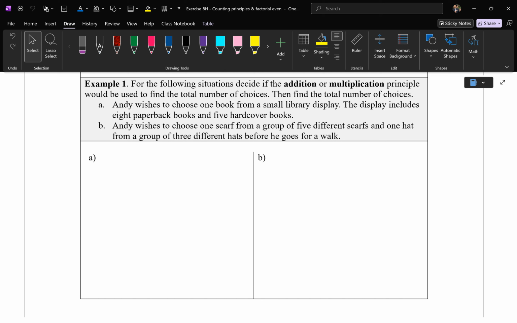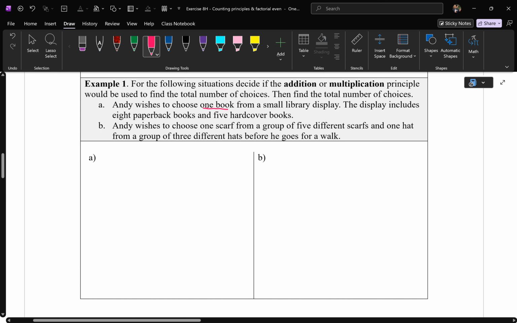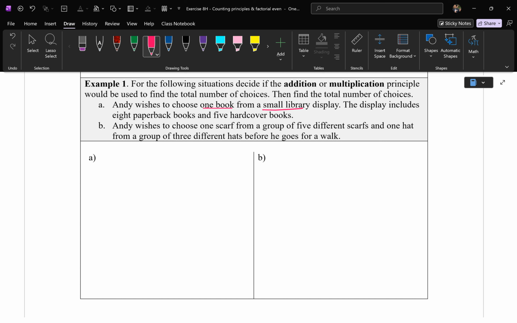So let's have a look at A. Andy wishes to choose one book from a small library display, and the display includes 8 paperback books and 5 hardcover books. So if you have a think about this, you've got a small library display. So let's say this is the display, right? In the small library display, it has 8 paperbacks. So let's say 1, 2, 3, 4, 5, 6, 7, 8. So there's 8 of these paperbacks. And there are 5 hardcover books. So I'm going to do hardcover, hardcover, hardcover, hardcover, hardcover. So you've got 5 of these.